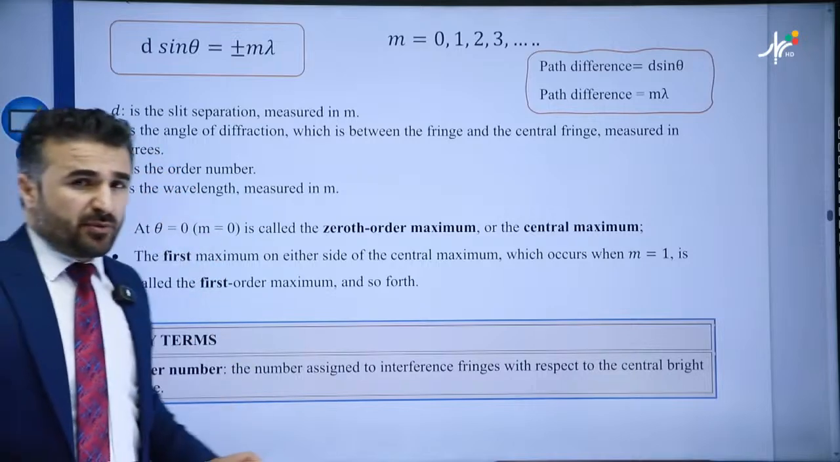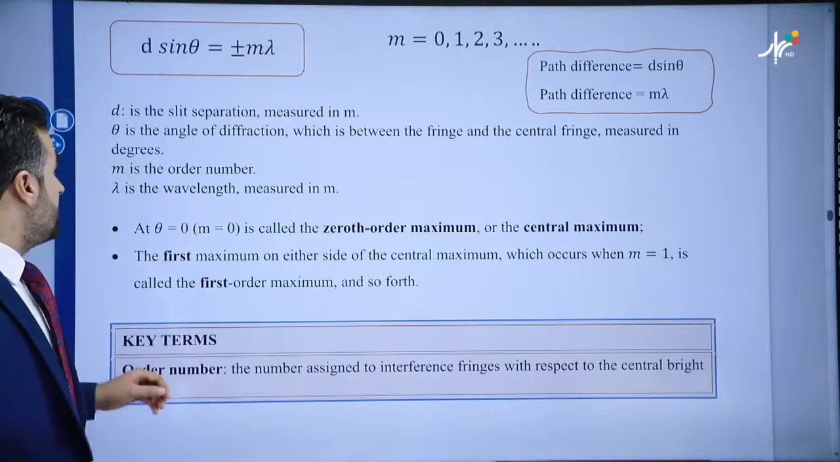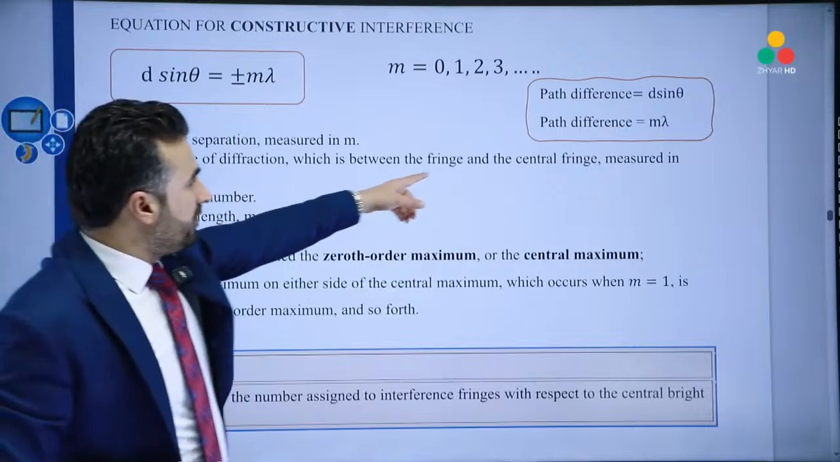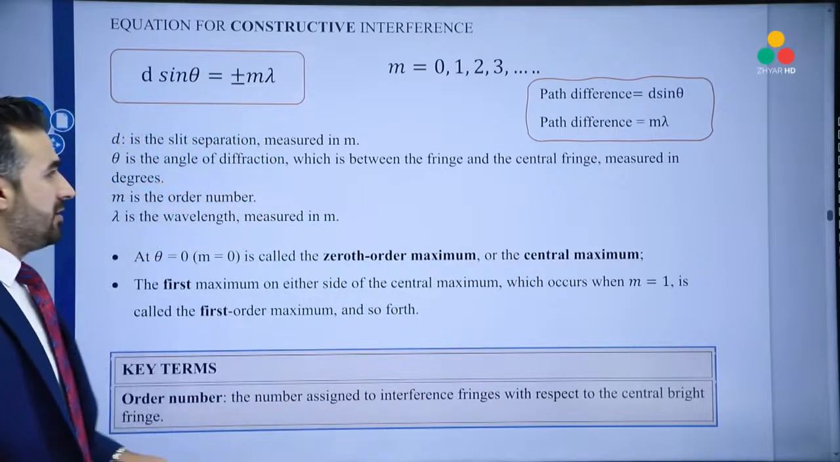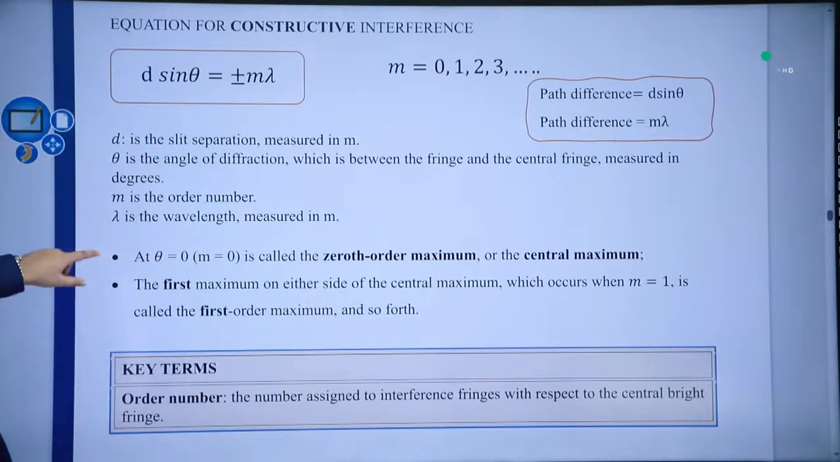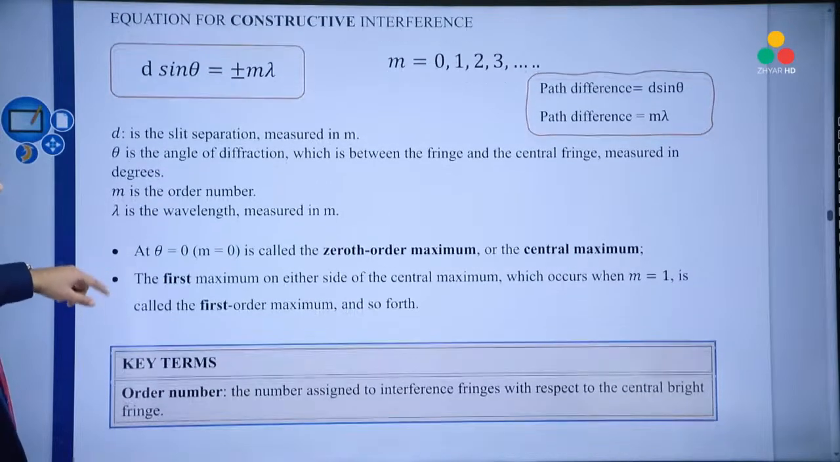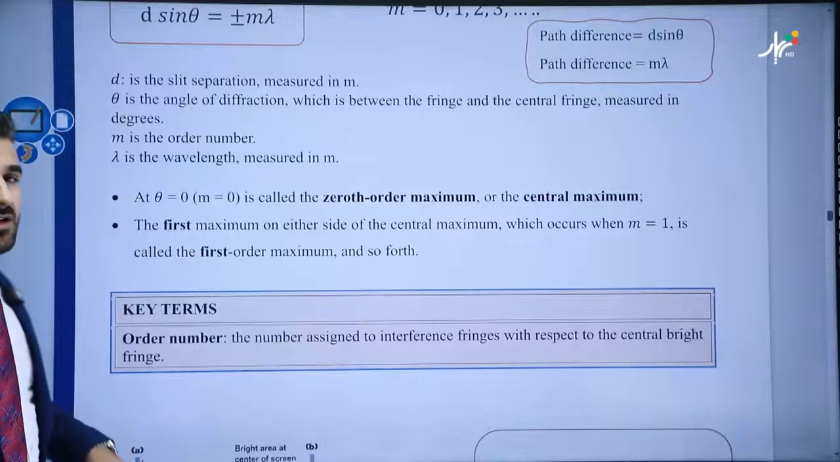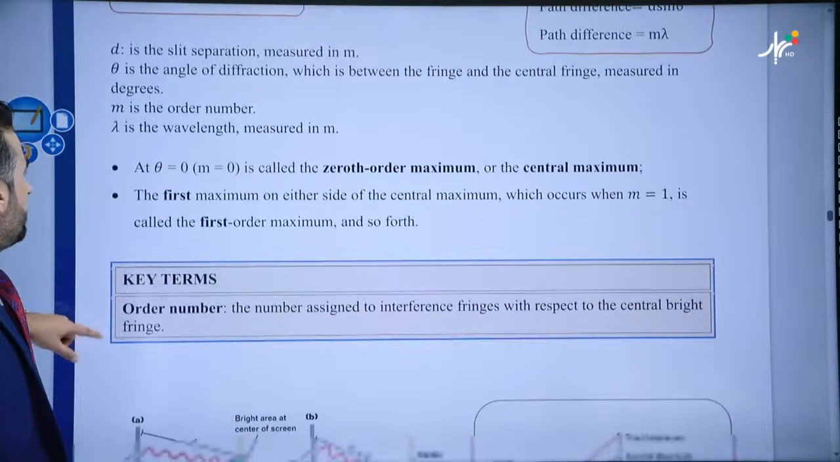d is the slit separation, measured in meters since it is a distance. Theta is the angle of diffraction, which is between the fringe and the central fringe, measured in degrees. m is the order number, and lambda is the wavelength, measured in meters, of course.